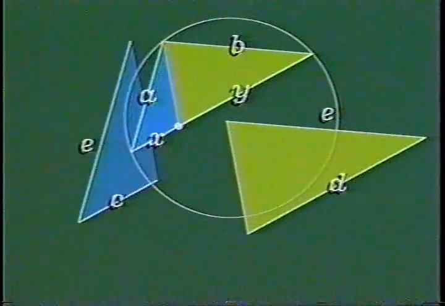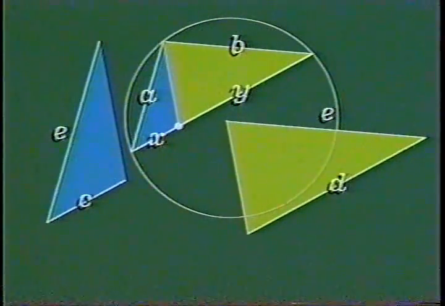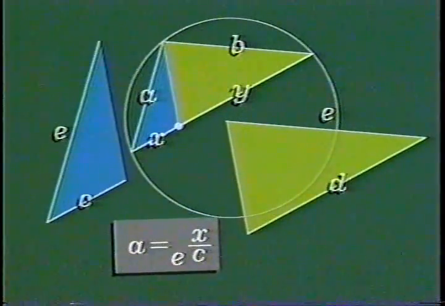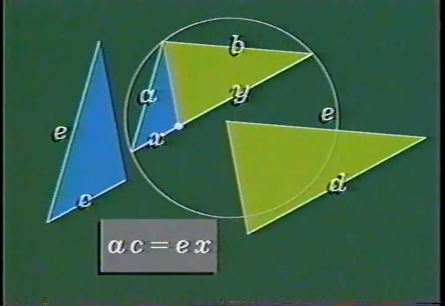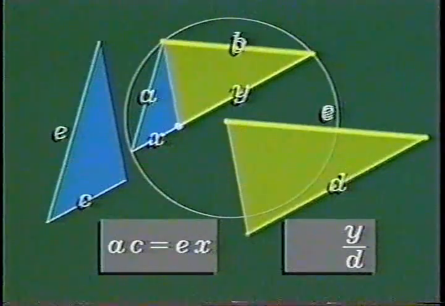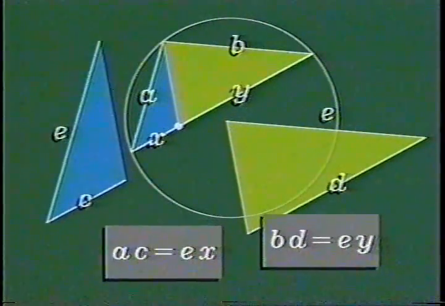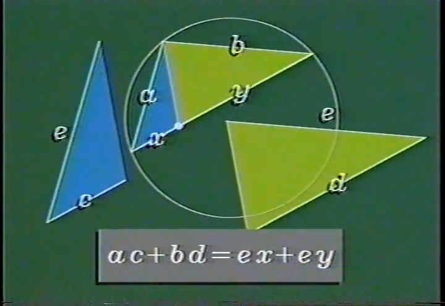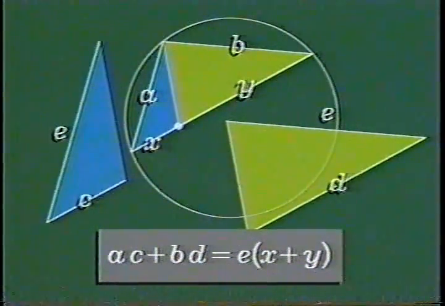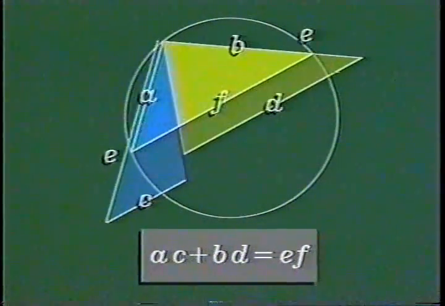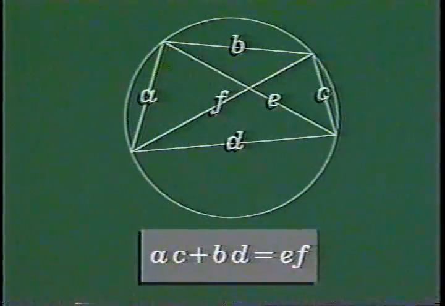Now we have two pairs of similar triangles, so ratios of these corresponding sides are equal. And ratios of these corresponding sides are equal. And the rest is just a little algebra. The final result is Ptolemy's theorem on quadrilaterals inscribed in a circle.